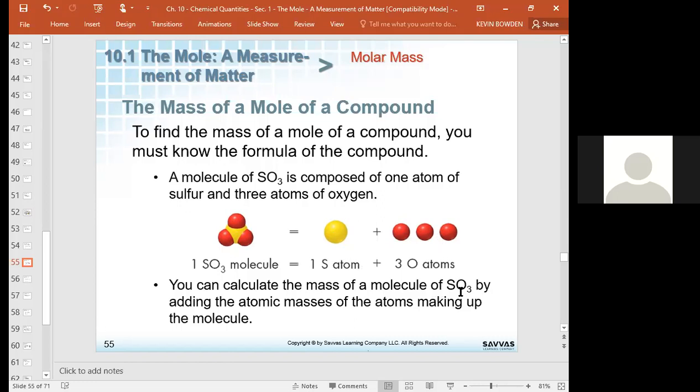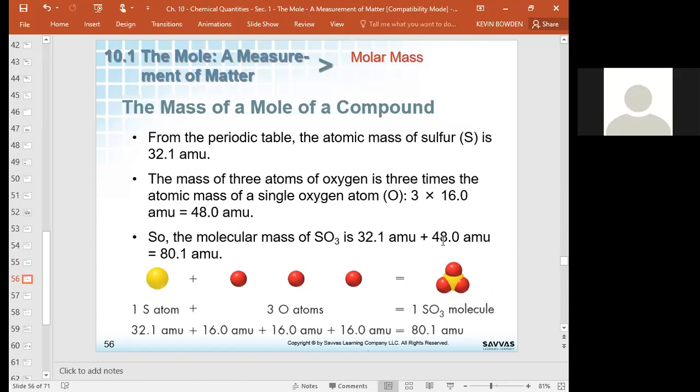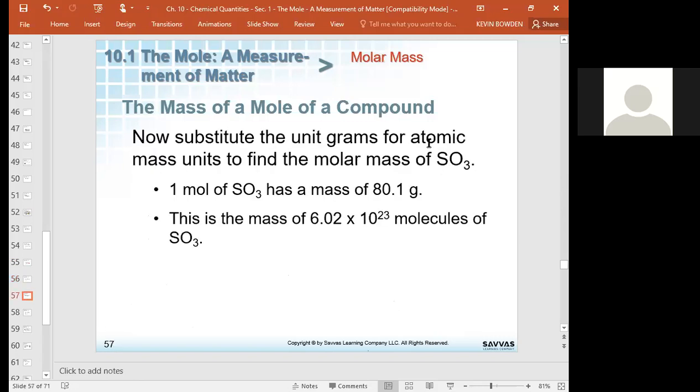So you can calculate the mass of a molecule by adding the atomic masses up. You want to use the average atomic mass because that is generally what you have. You're not worried about one isotope. So the average atomic mass is 32.1, then 3 times 16.0, and you add those together. So 1 sulfur trioxide molecule is 80.1 atomic mass units. Then the mole has 80.1 grams. That's the mass of 6.02 times 10 to the 23rd molecules of sulfur trioxide.